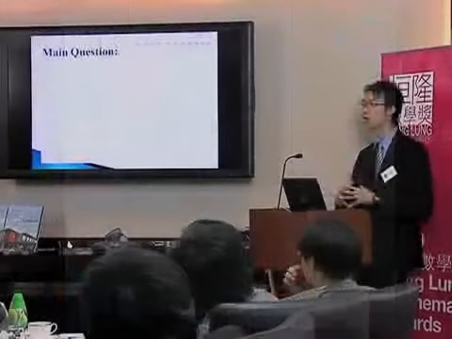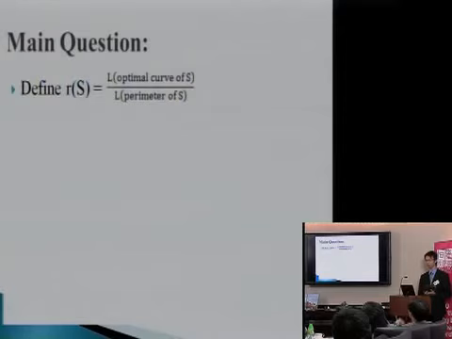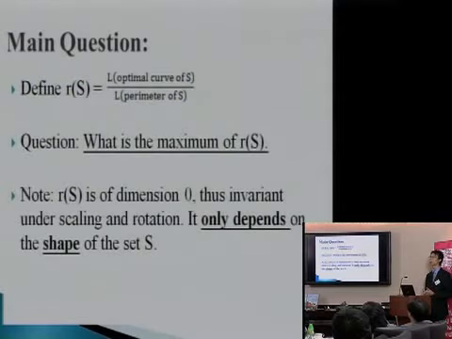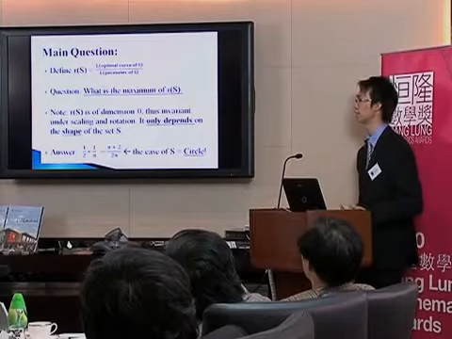So we can see that the ratio of the optimal curve length to the perimeter depends only on the shape, not on how large or small that convex set S actually is. So we can define the ratio R, and then we can ask the question, what is the maximum of R among all these convex sets? And the answer, I'll tell you today, is 1/2 plus 1 over pi, which is the case when S is a circle, as we saw just now.